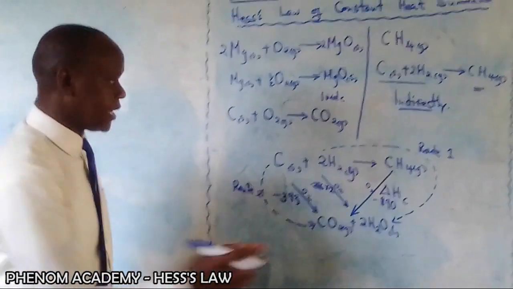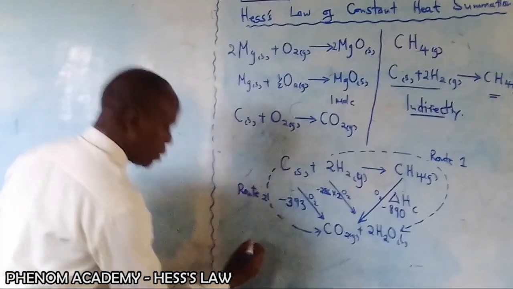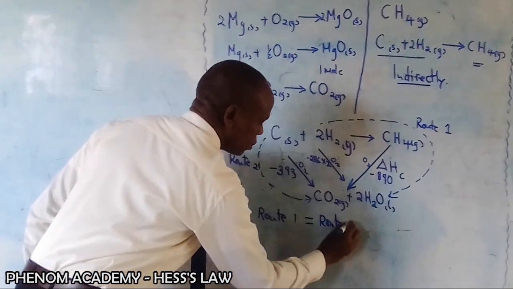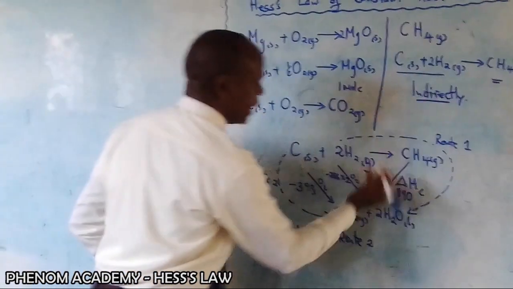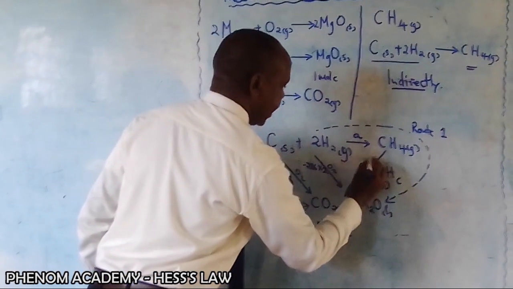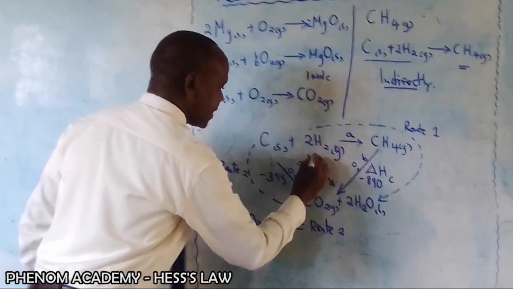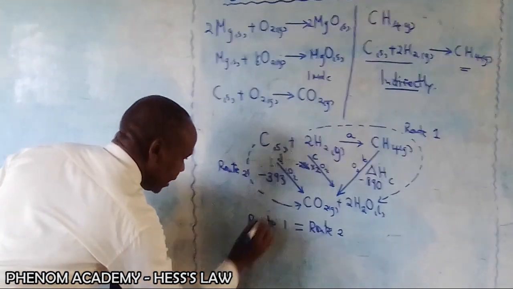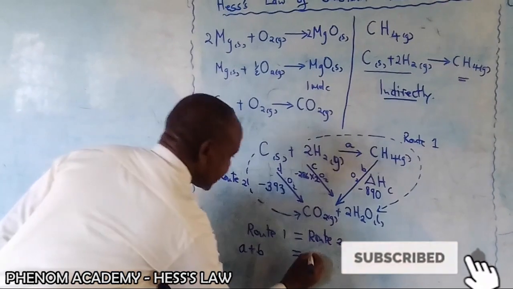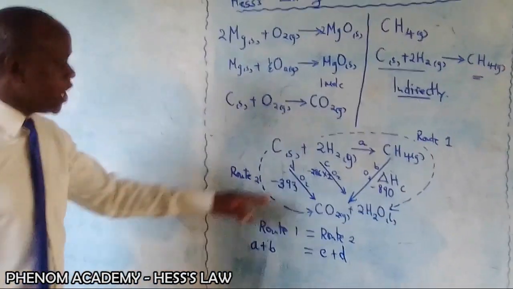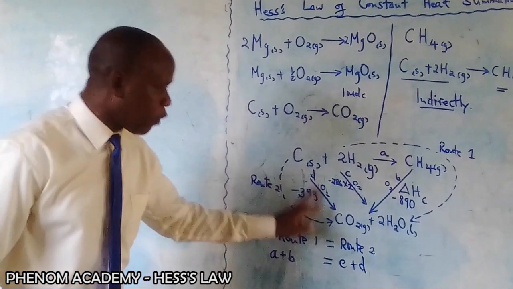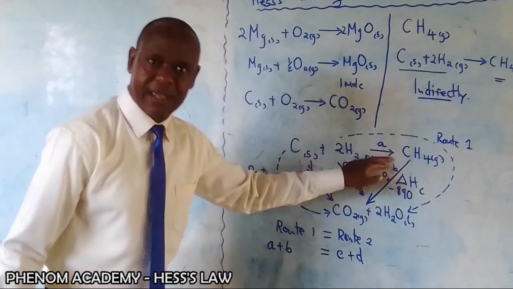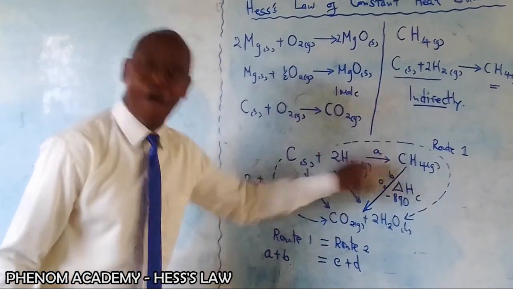And therefore, this is what we are saying. Route 1 is equivalent to route 2. So we can say route 1 equals route 2. Route 1 can be seen as A. We can call that A, we can call that B, we can call this C, we can call this D. And therefore, this is what we are saying: A plus B equals C plus D. Now, we know the enthalpy of combustion of B, we know C and D. We now need A to calculate the heat of formation of methane.